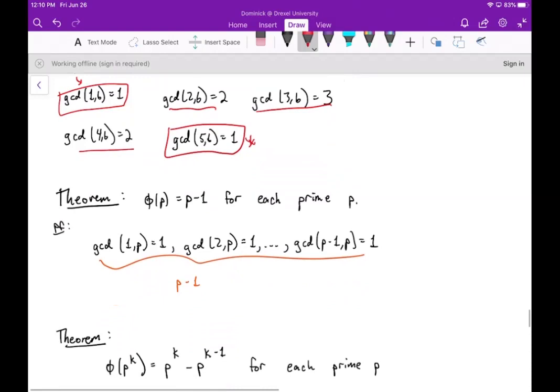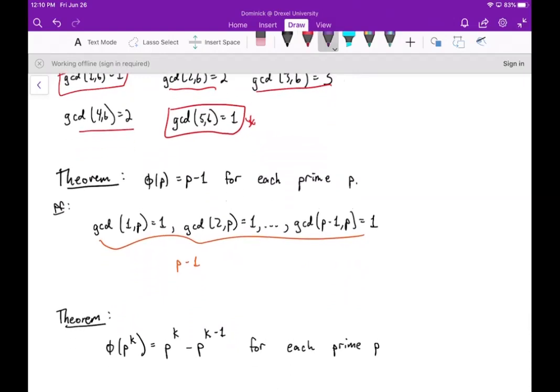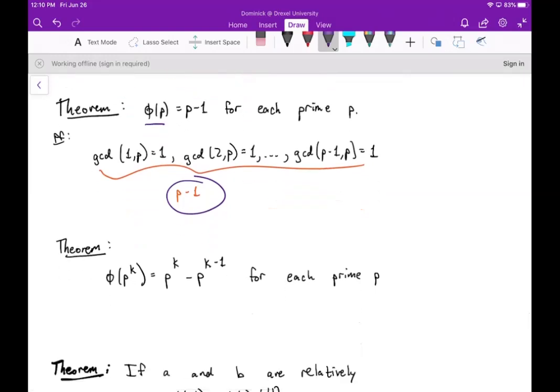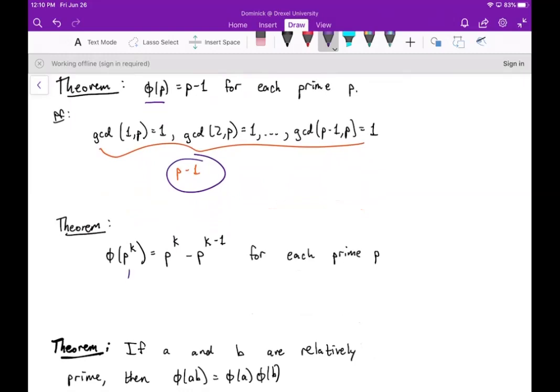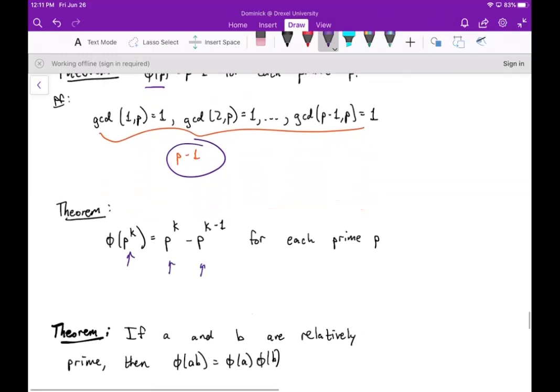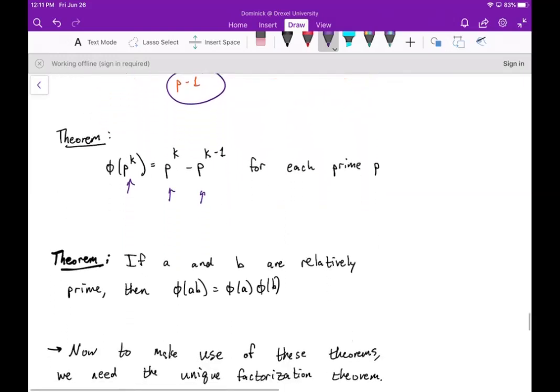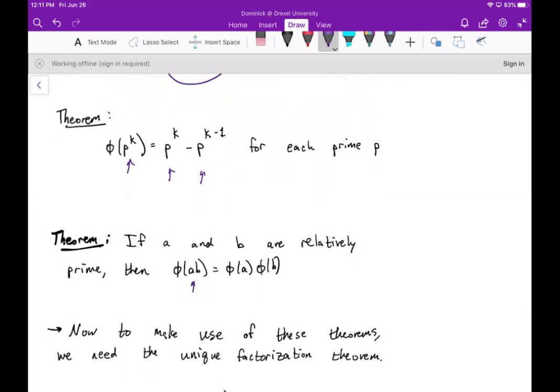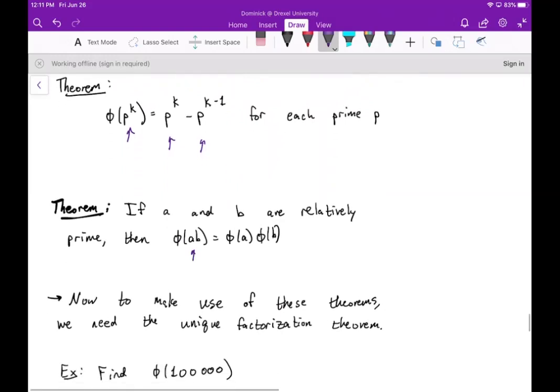Now, a couple of theorems that we'll need for this are for any prime number, phi of p is p minus 1, right? Because all the numbers up to p would be relatively prime to it since it is prime. So we get that there's p minus 1 of them. Now, using sort of a counting argument, you can show that if you have a prime to a power, phi of p to the k is p to the k minus p to the k minus 1. You can use a counting argument for that, but we'll skip that here. And then finally, if a and b are relatively prime, then phi of a times b is equal to phi of a times phi of b.